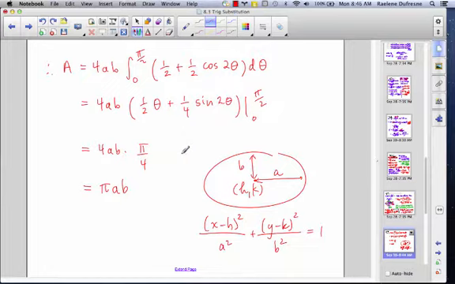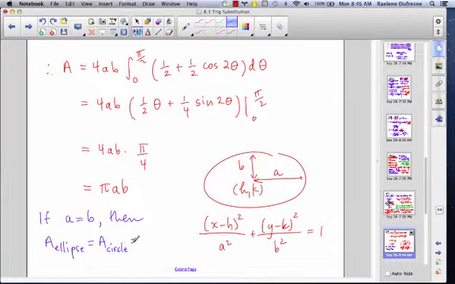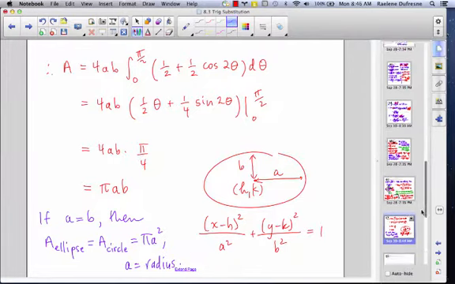Furthermore, if a is equal to b, then the area of an ellipse really turns into the area of a circle, and we get pi a squared, where a, of course, is the radius of the circle.